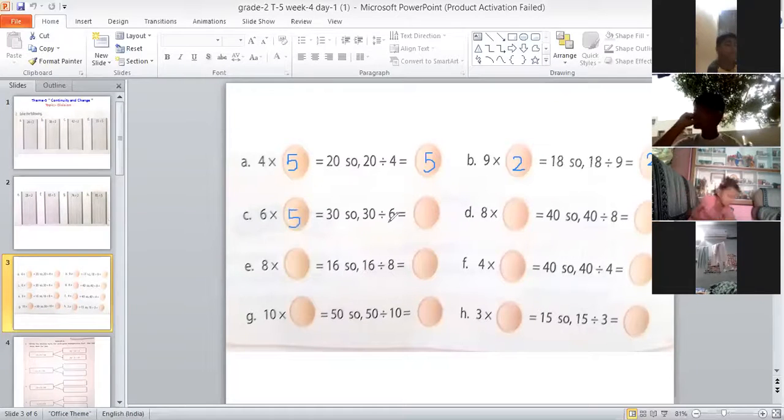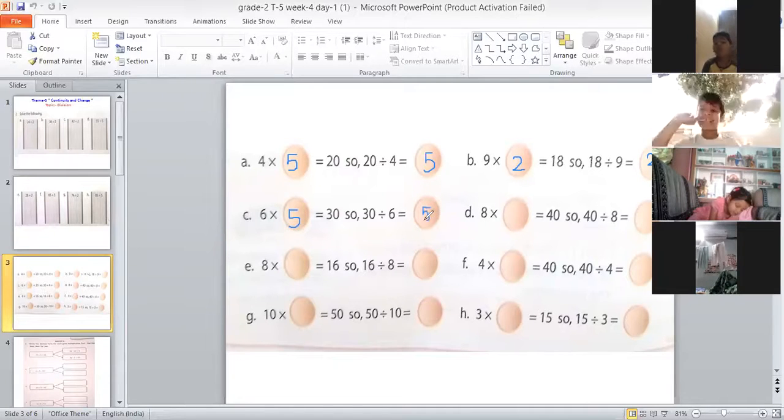Okay, next one. So 30 divided by 6 is equal to how much? 5. Very good. That's correct. We'll be writing 5 in the next circle also.